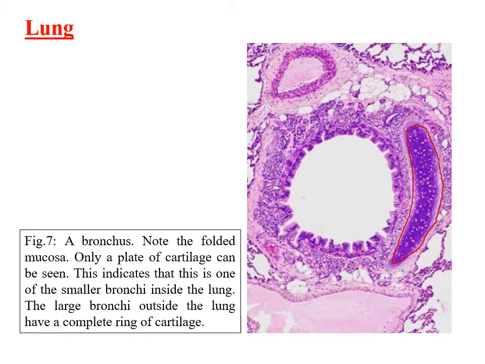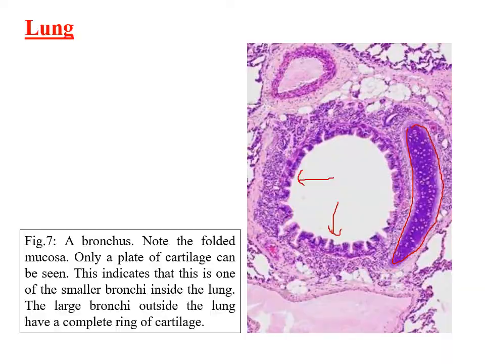Also look at the mucosa. It is folded. This indicates that I have muscles here, because as the bronchial tree becomes smaller, the cartilages decrease, but the smooth muscles increase.